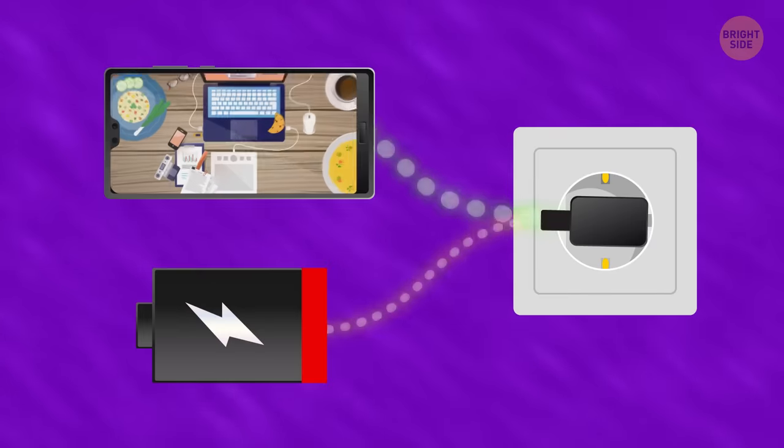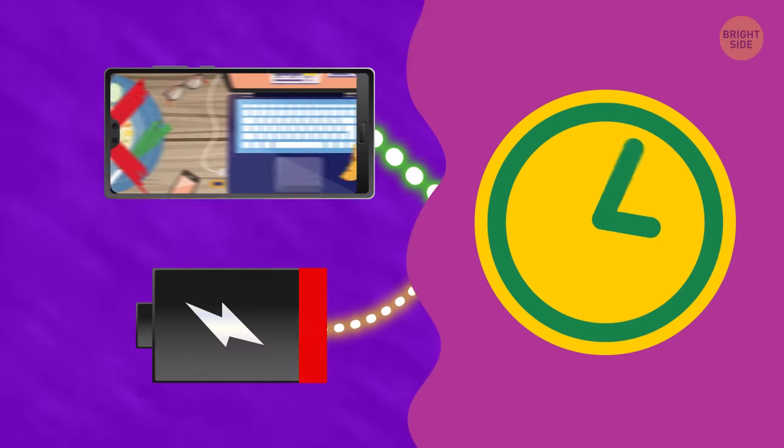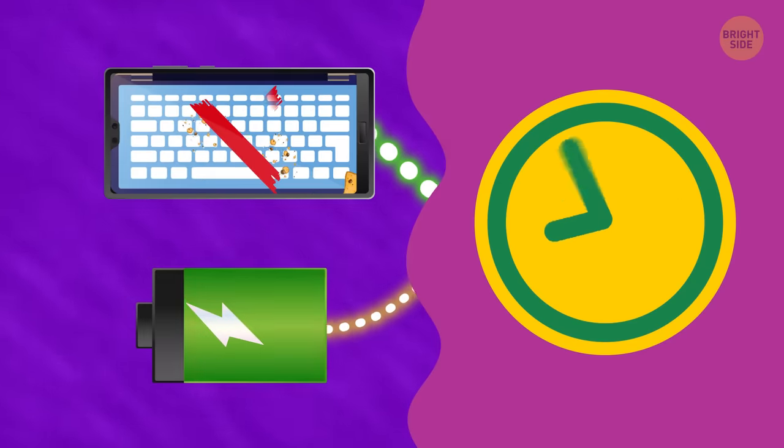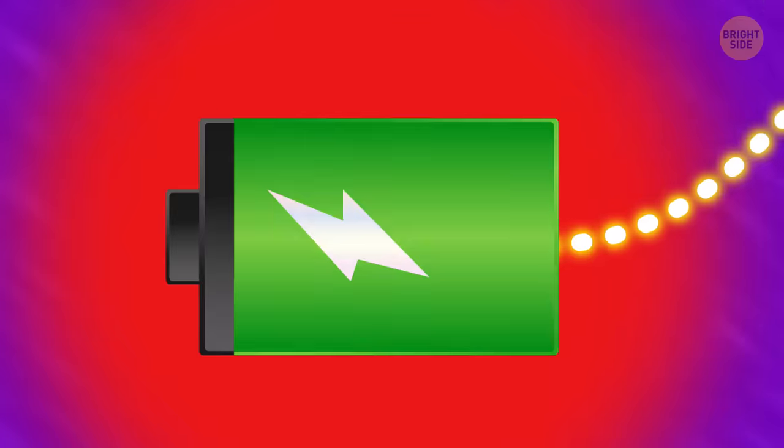For starters, most of the power goes to the screen and CPU instead of being stored in the battery, meaning it will take longer to charge to 100%. This also generates a lot more heat than normal, which can damage your phone's battery.